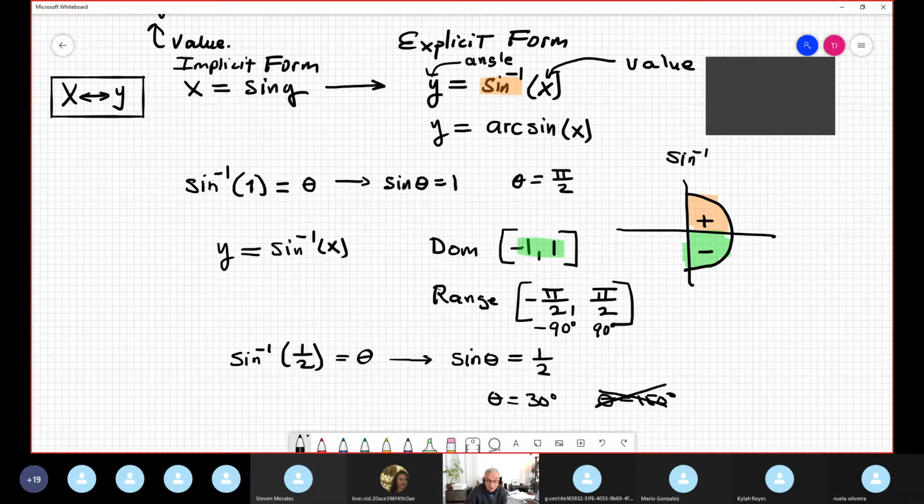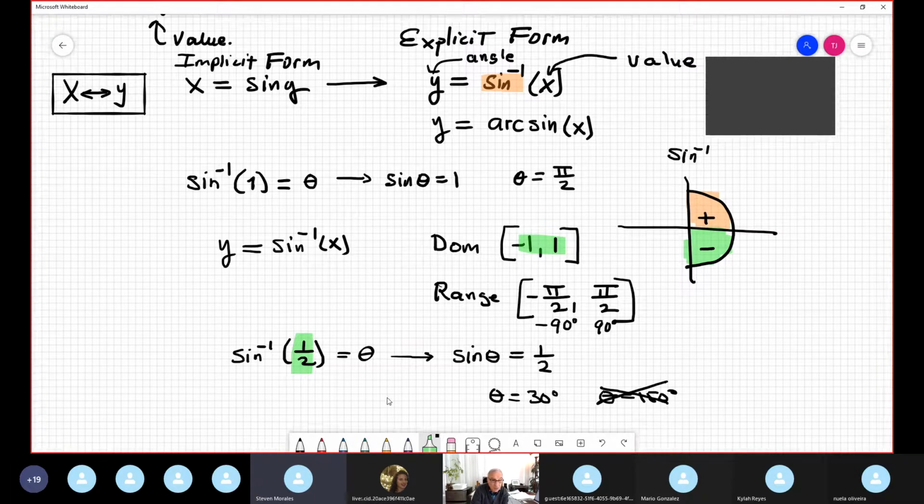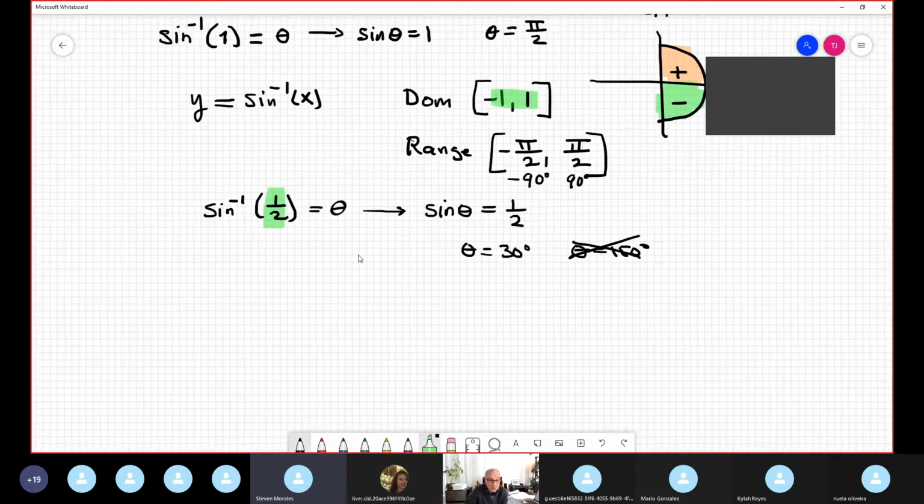Okay, it's easy to memorize because the number inside is positive. You take the angle in the first quadrant. However, the number inside the parenthesis is not positive, it's negative, like a negative 1/2.